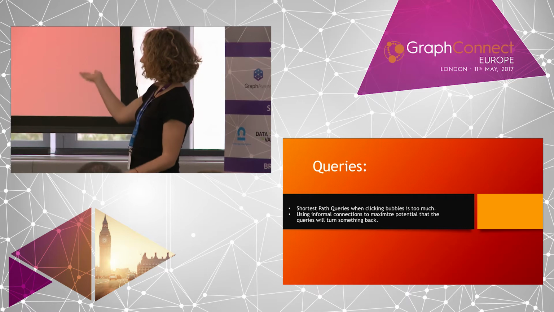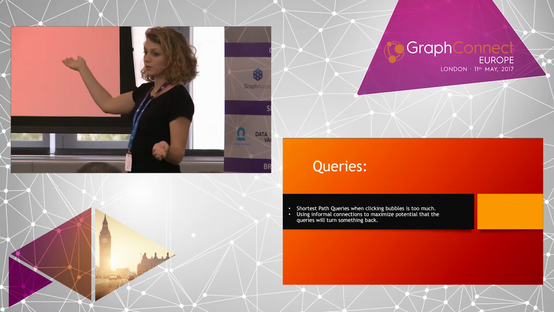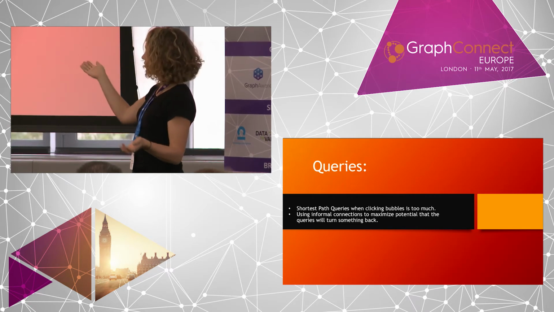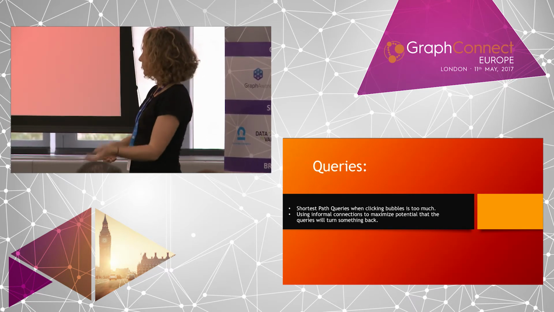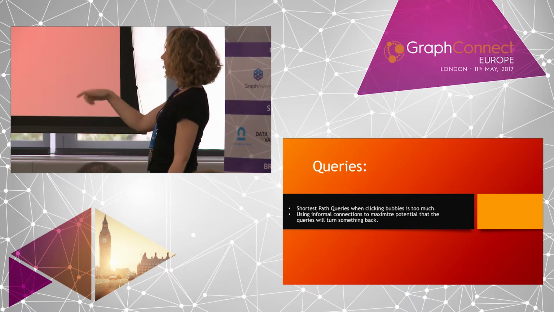So shortest path, I said, is for when clicking bubbles doesn't work, when you wouldn't know which bubble to click on if you wanted to use a shortest path query. We need to maximize the potential. That's enriching, but we also came up with another technique.